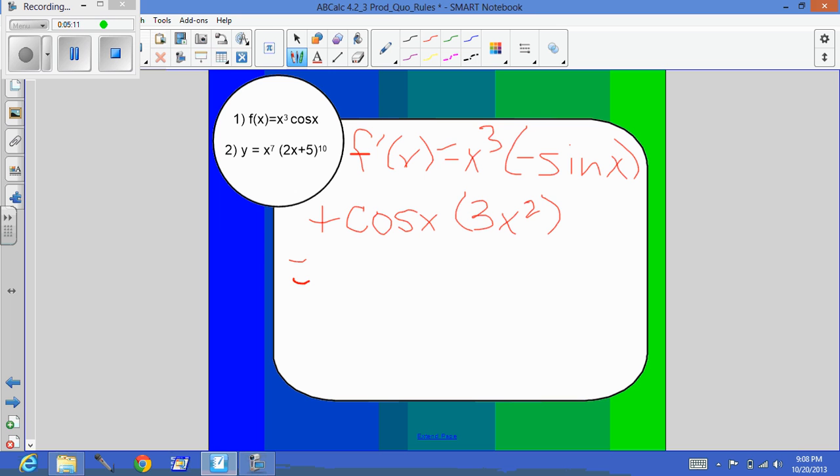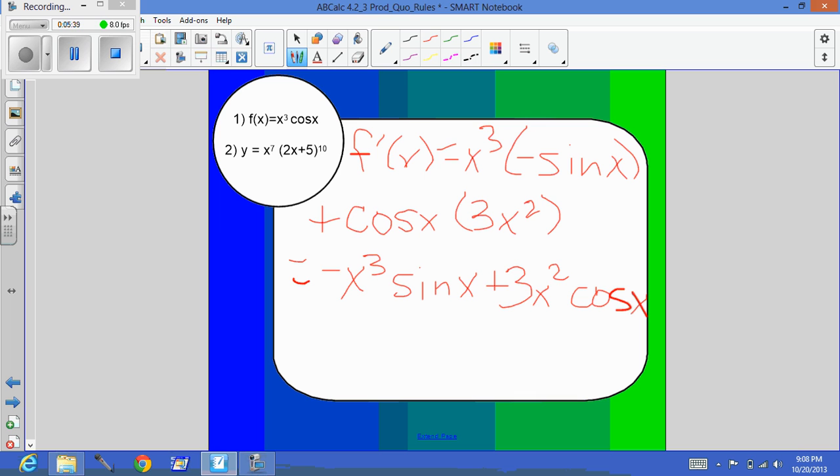Okay, equals, simplify this, pull that negative out front. So you have negative x cubed sine x plus 3x squared cosine x. And that's it. That's all there is to that one.